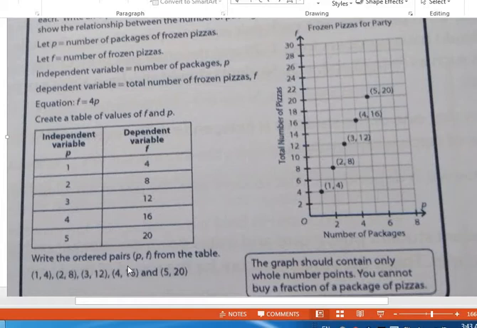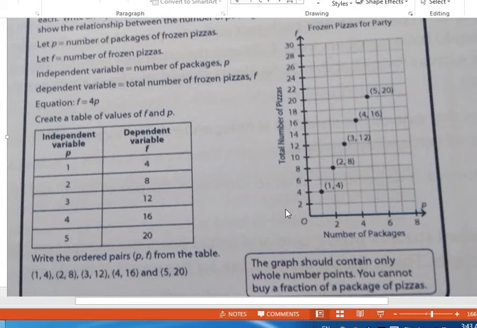Write the ordered pairs P, F from the table here in the coordinate plane. So 1 and 4, 1, 4. This point will be, I go here 1 and then go up 4. So it will be in the graph here, 1, 4 in the graph.